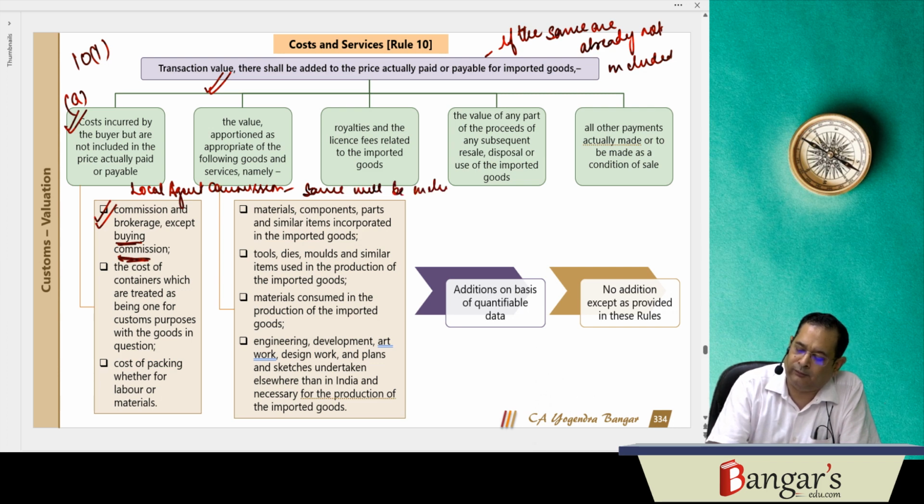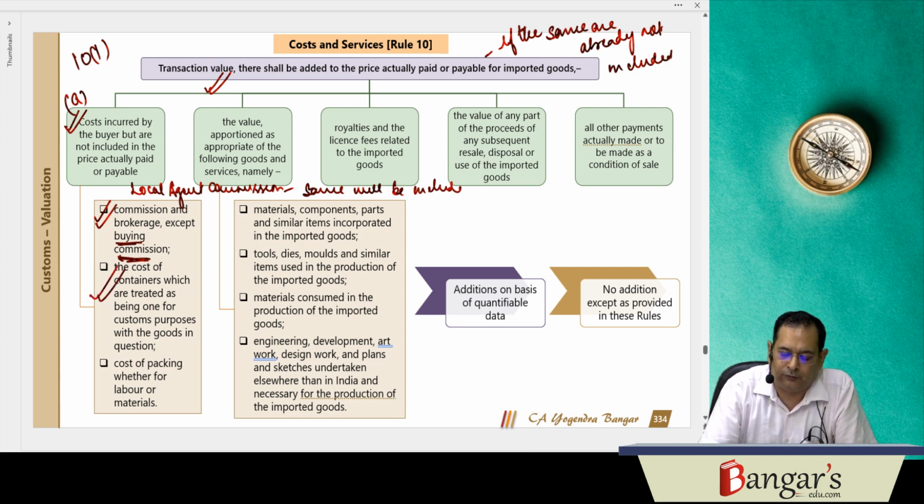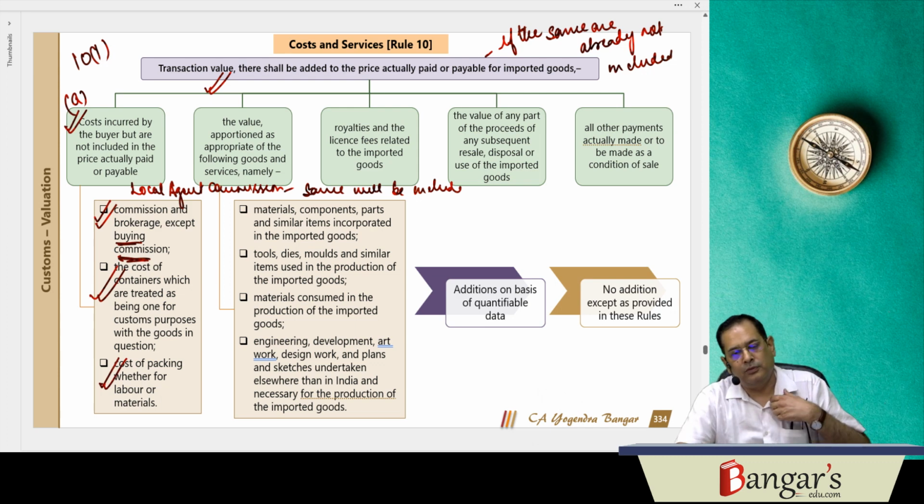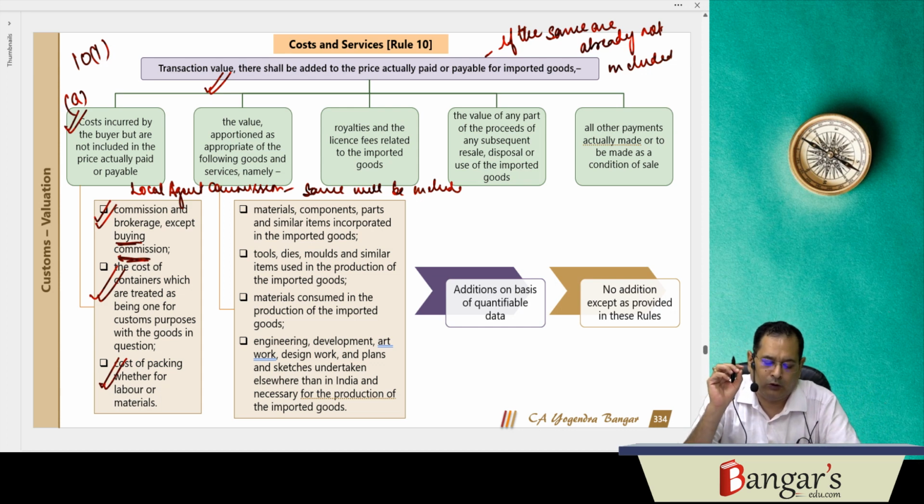Then we have the cost of containers which are being treated as one for customs purposes with the goods in question. The cost of containers will be added, and then the cost of packing, whether for labor or materials, will also be added. So if packing charges have been paid separately for materials and labor, that will be added. Then if container goods are imported along with the containers, that will be added. So these are the three items under 10.1a which are to be added.